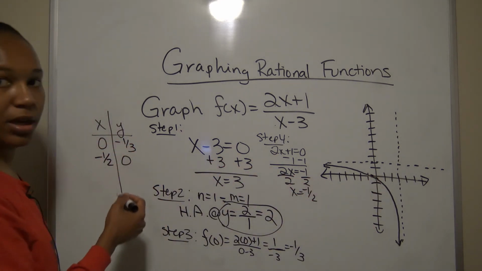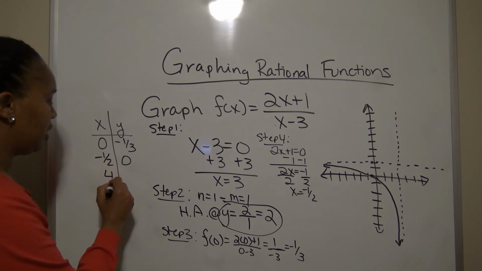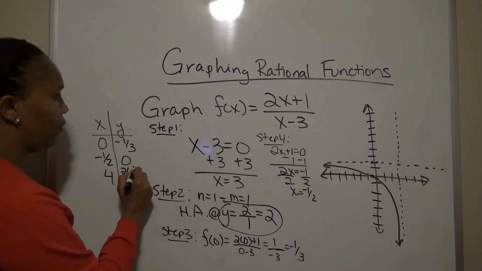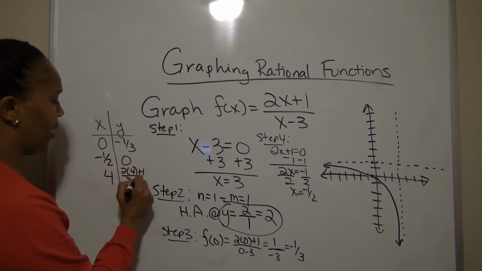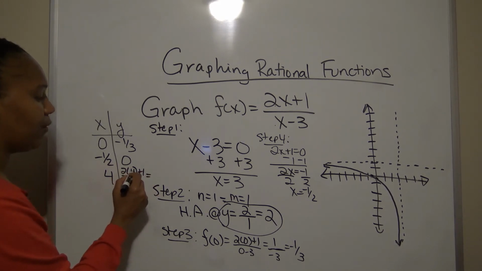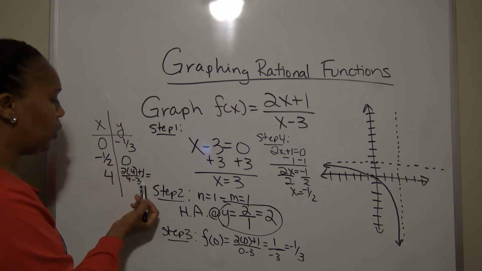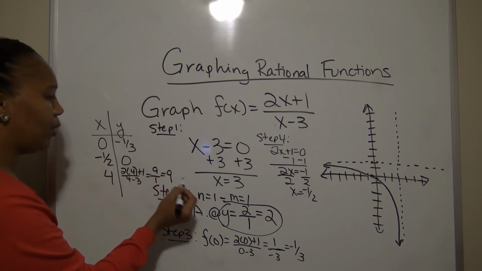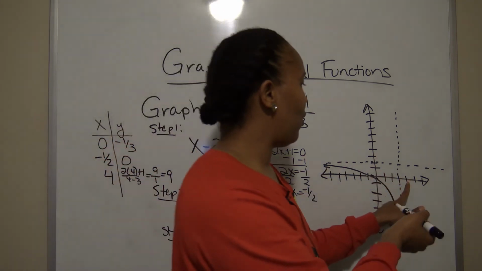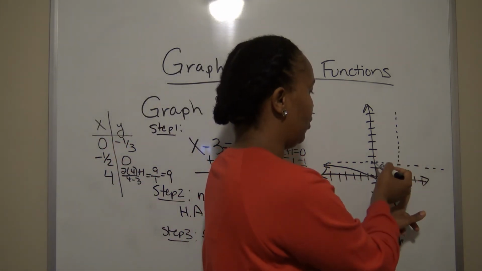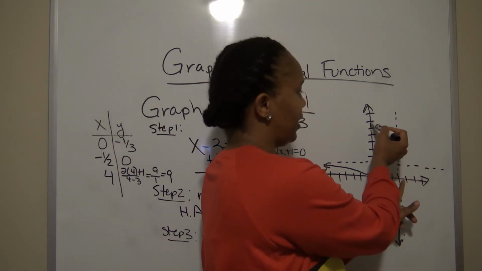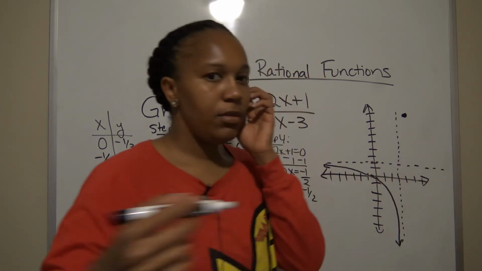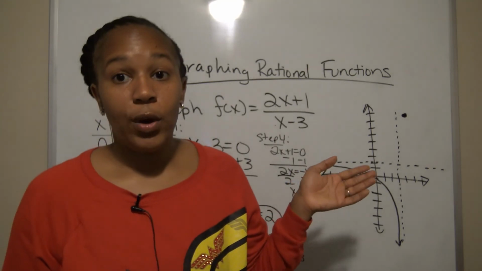So now I want to plug in 4. Because I want to know what's happening at 4. So when I plug in 4, I get 2 times 4 plus 1 over 4 minus 3. That's 2 times 4, which is 8. 8 plus 1 is 9. And 4 minus 3 is 1. So 9 over 1 is 9. So that means over here at 4, I'm up here at 9. So 1, 2, 3, 4, 5, 6, 7, 8, 9. So 4, 9, I have a point right here. So that really lets me know where my other curve is.